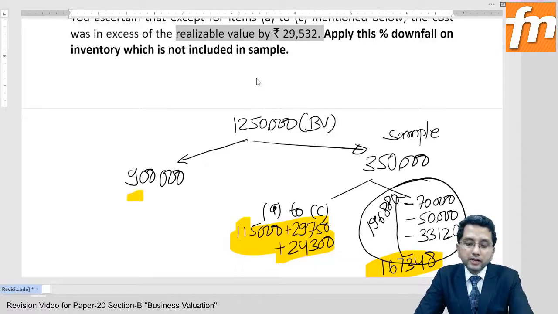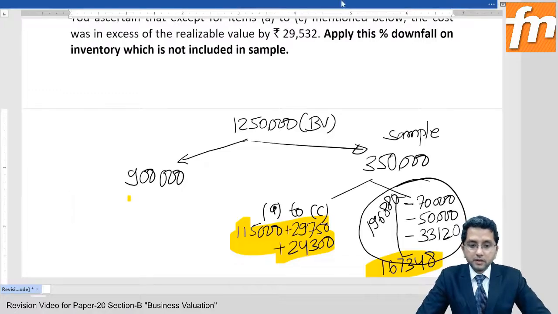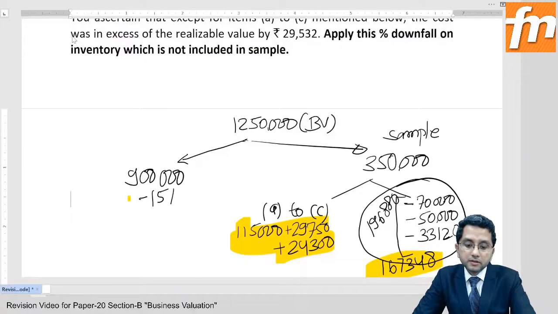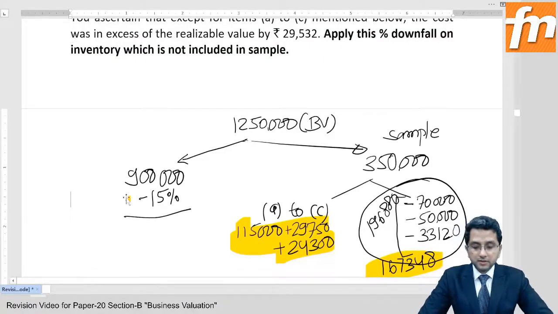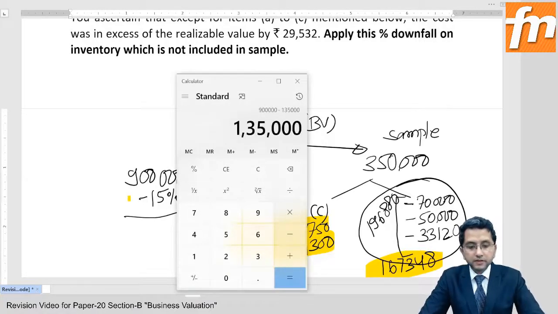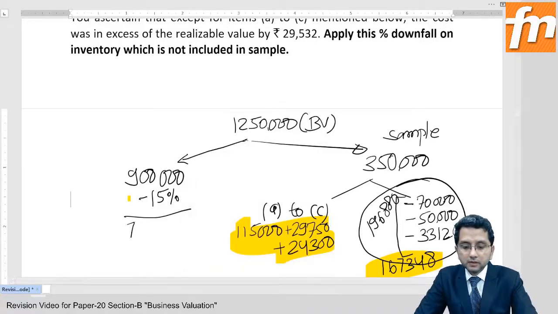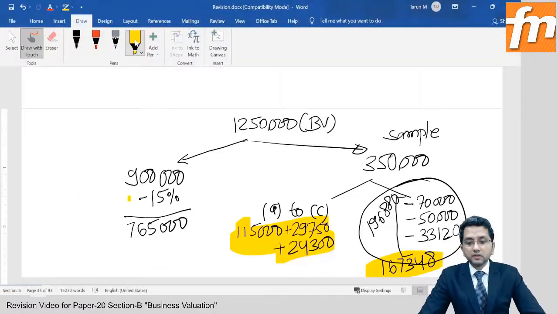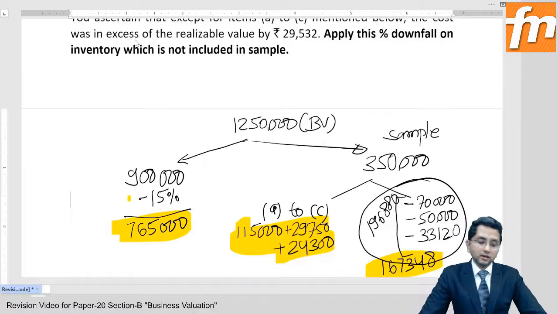So here I should actually deduct 15%. So 900,123 minus 15%. 1,35,000 is to be deducted. You'll be left with 7,65,000. So this is the whole story now.